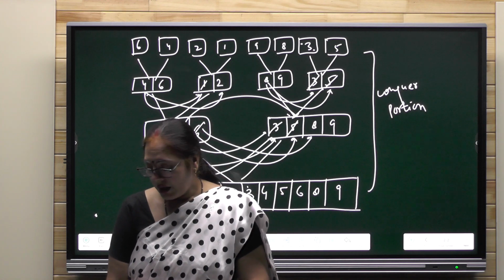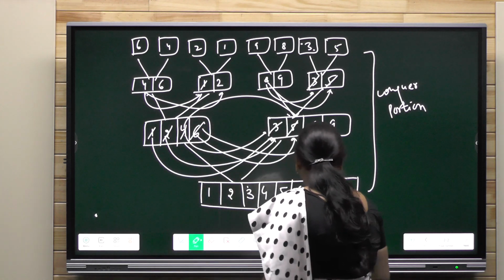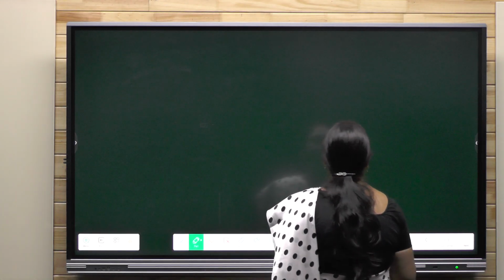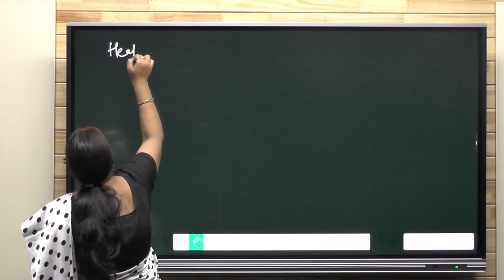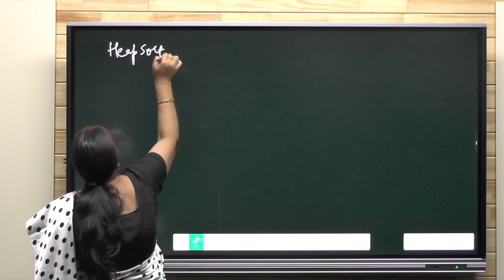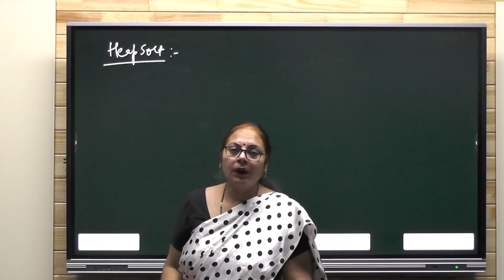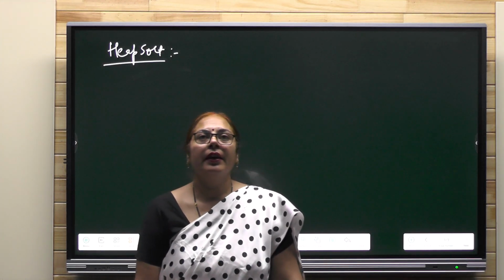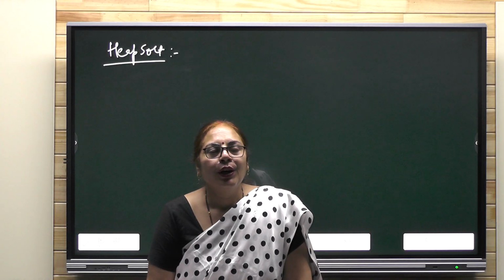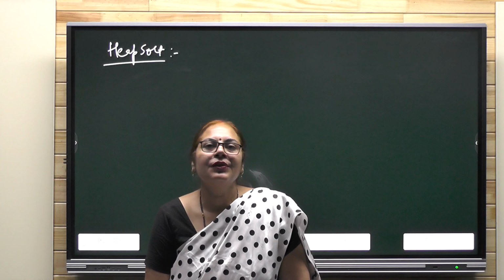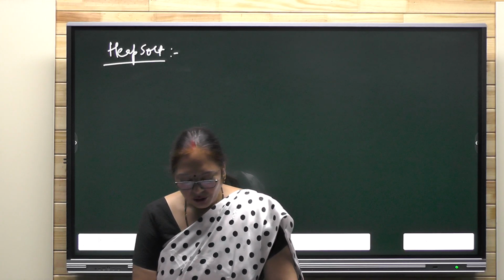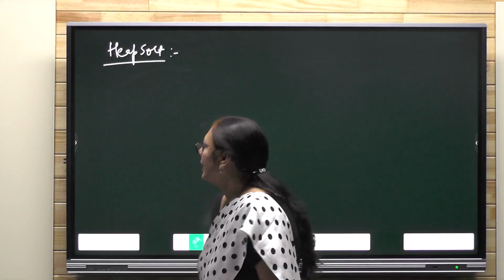Next working we are going to discuss is the heap sort. How does the heap sort work? As the name suggests, it is going to sort the elements, or sort the array, with the help of a heap. Now what is a heap? Heap is nothing but a tree basically. So how does the heap sort work?